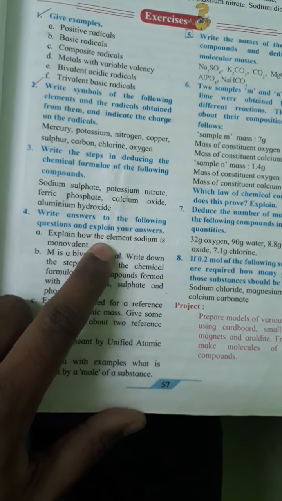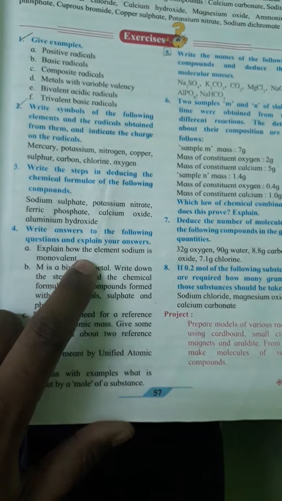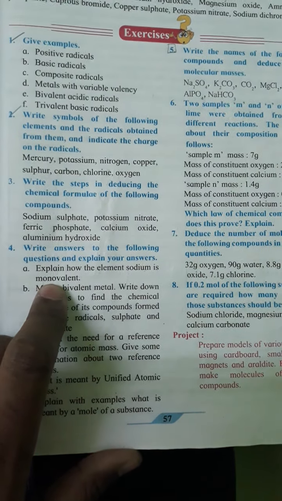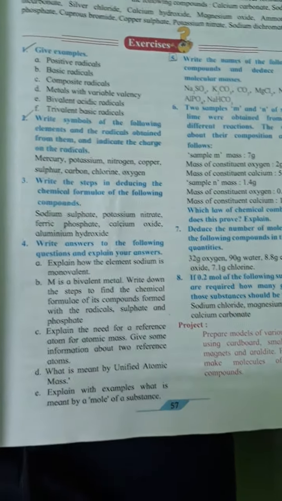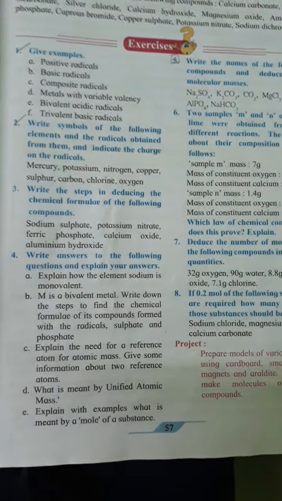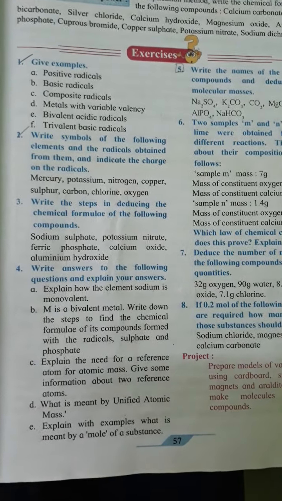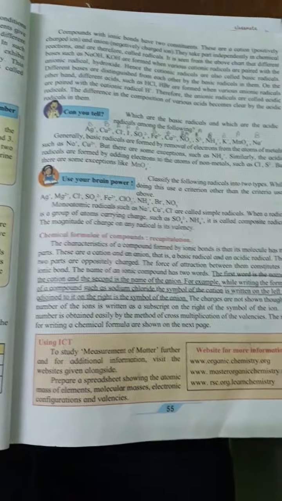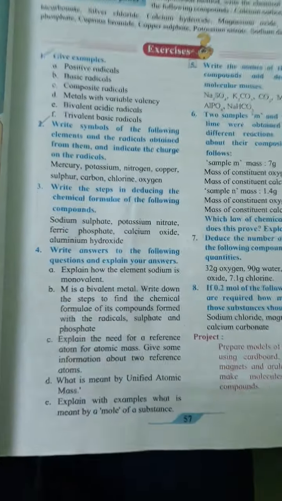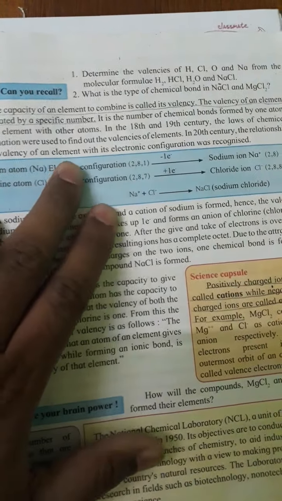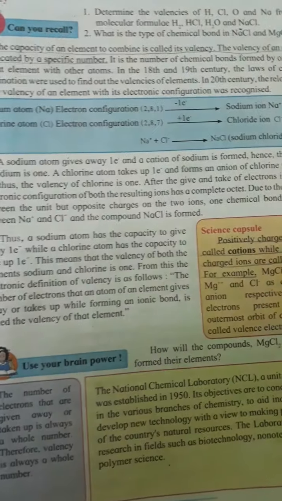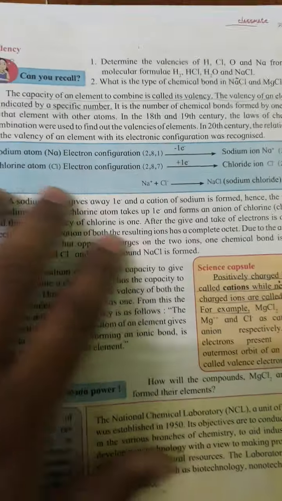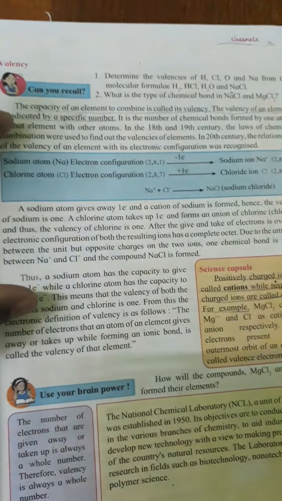Now question number 4. Explain how the element sodium is monovalent. Monovalent means the valency is 1. We have seen just now that Na plus has valency 1. So you have to explain why sodium is monovalent. This answer is given in question number 4a, on page number 53. Here you can see this paragraph; you have to read it.